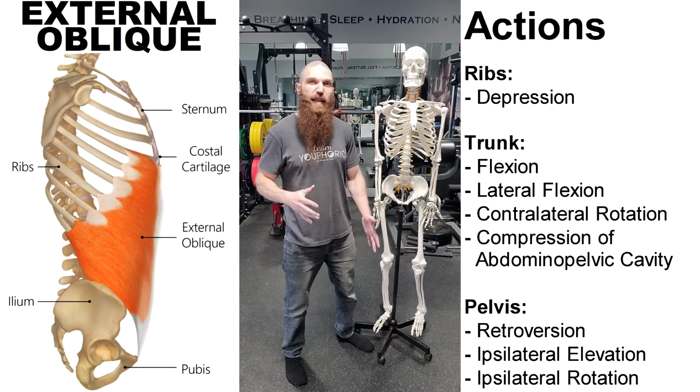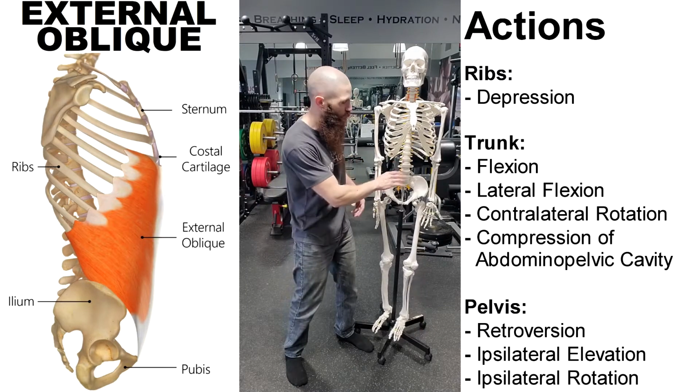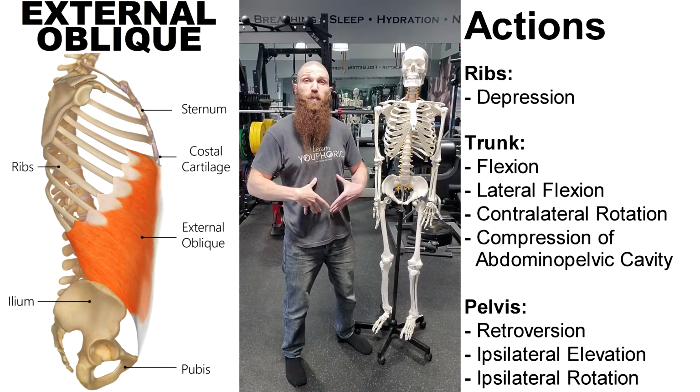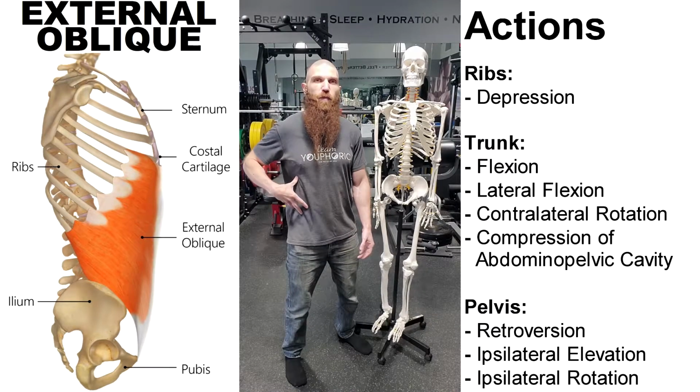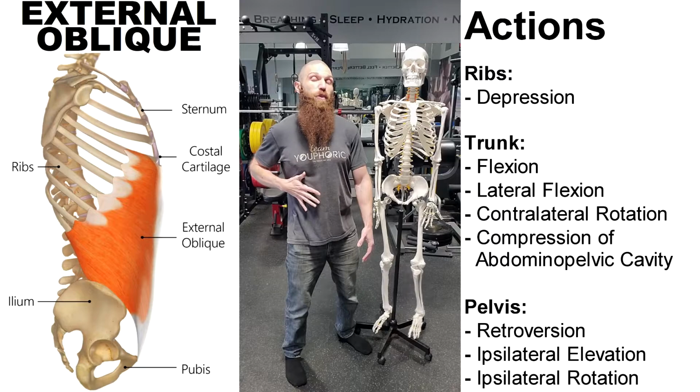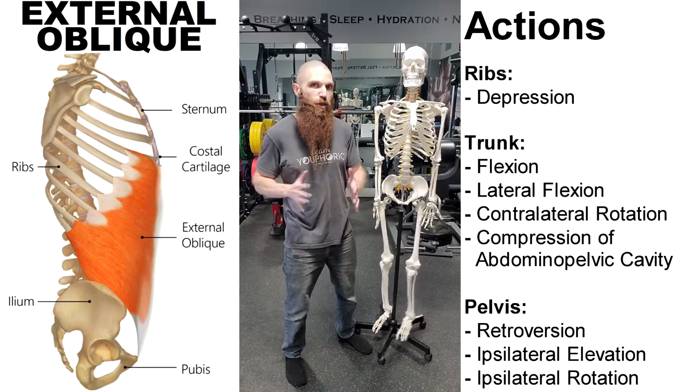At the ribs, its main action is going to be depression of the rib cage. At the trunk, when they contract bilaterally, it's going to be responsible for flexion of the trunk. When they contract unilaterally, they're going to be responsible for lateral flexion of the trunk and also contralateral rotation of the trunk, so rotation to the opposite side.